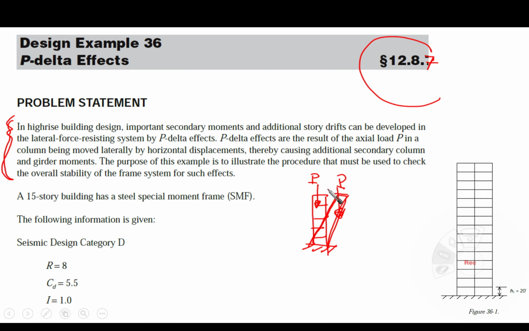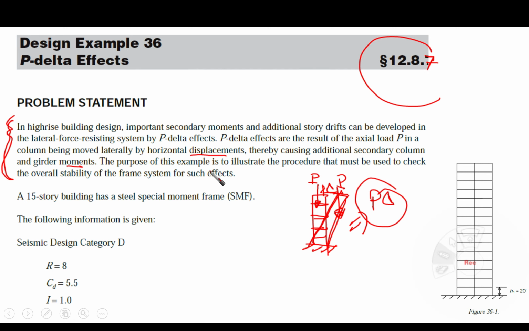If we have the delta here between the two, we call it P-delta because there is additional moment that is going to be added to the elements, the beams or girders and columns, and also the drifts that need to be considered in our design. P-delta effects are the results of axial load P in a column being moved laterally by horizontal displacement, as I have shown here, thereby causing additional secondary column and girder moments. These are the effects of the P-delta in general.